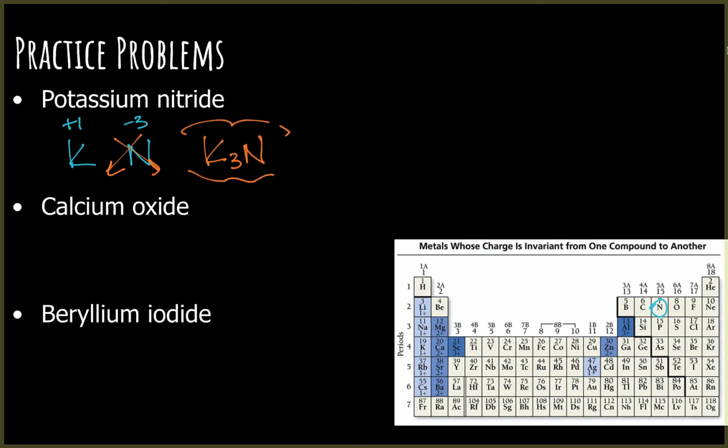Calcium oxide. Calcium's a +2. Oxygen's a -2. So calcium +2, oxygen -2, or 2- if you want to reverse and say it the other way. So this becomes Ca2O2, and here's an example of when we're going to reduce those. So this becomes CaO.